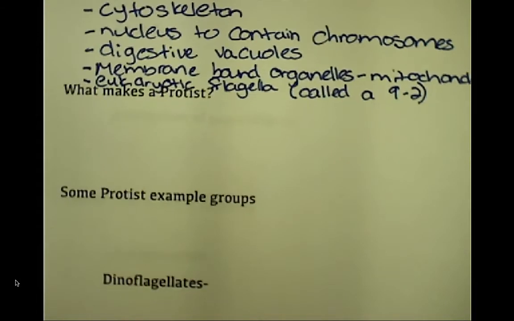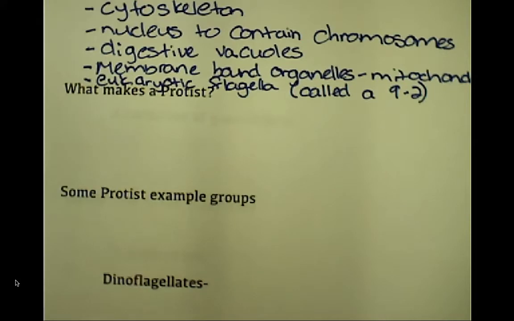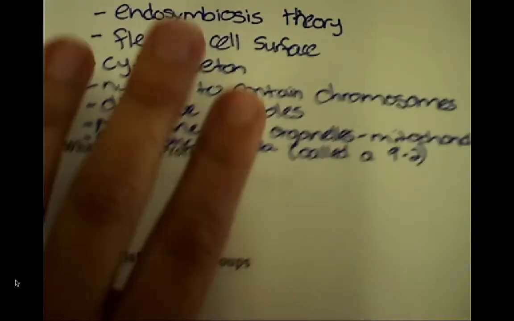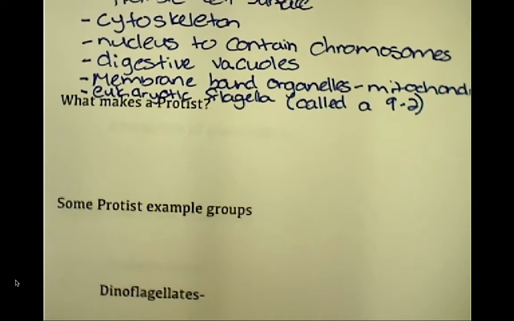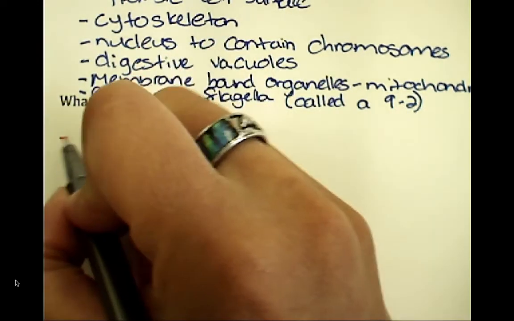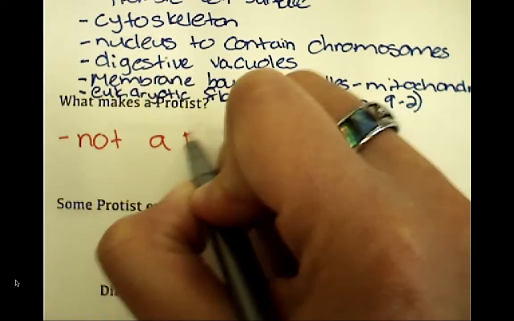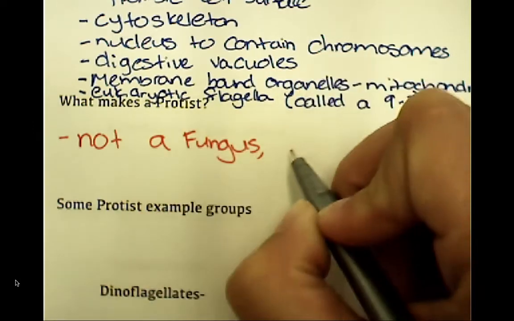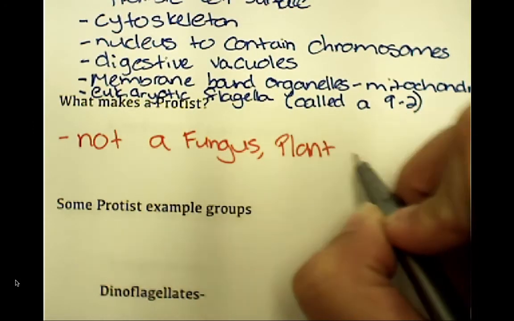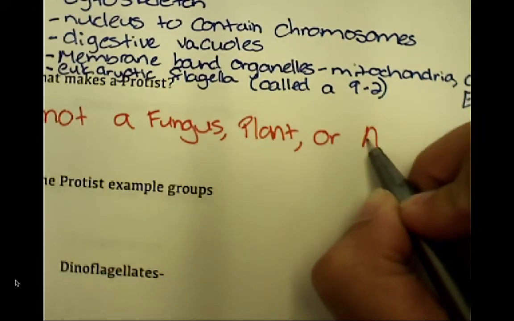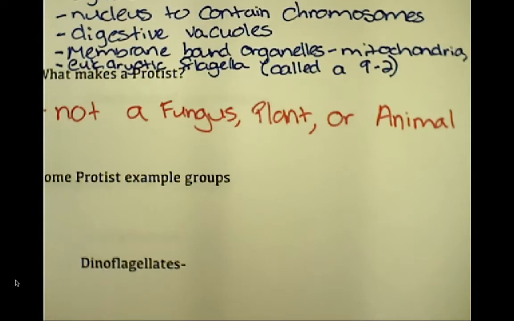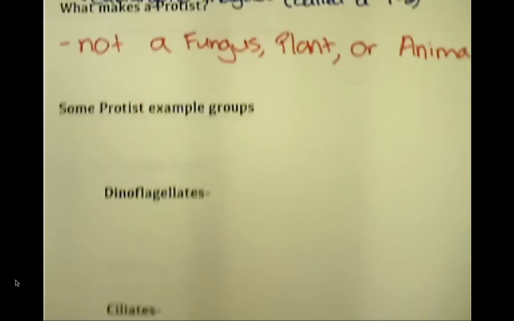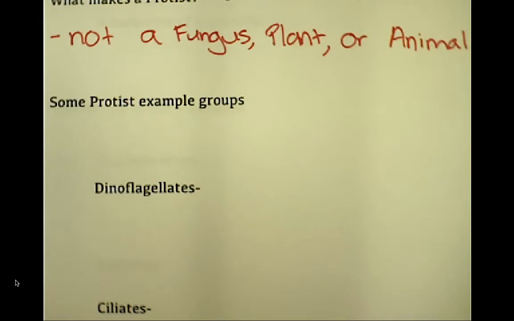Now let's talk about how you know something's a protist. The things up here are true for all protists, fungi, plants, and animals. But what makes something a protist, or Protista? Here's the answer: it's not a fungus, plant, or animal. That's it. It's something else, some other weird thing. There are all kinds of different groups. They're kind of like the junk drawer of biology.